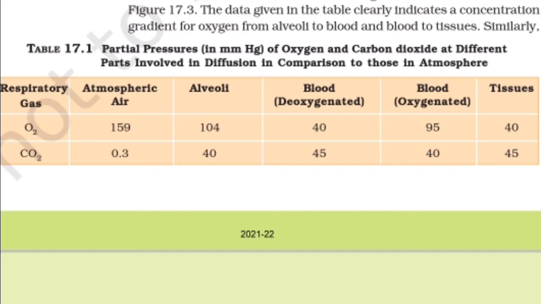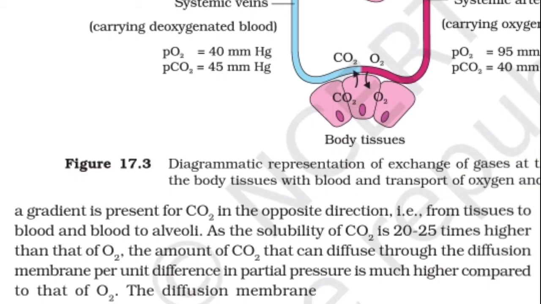The data given in the table clearly indicates a concentration gradient for oxygen from alveoli to blood and blood to tissue. Similarly, a gradient is present for CO2 in the opposite direction, that is from tissue to blood and blood to alveoli.